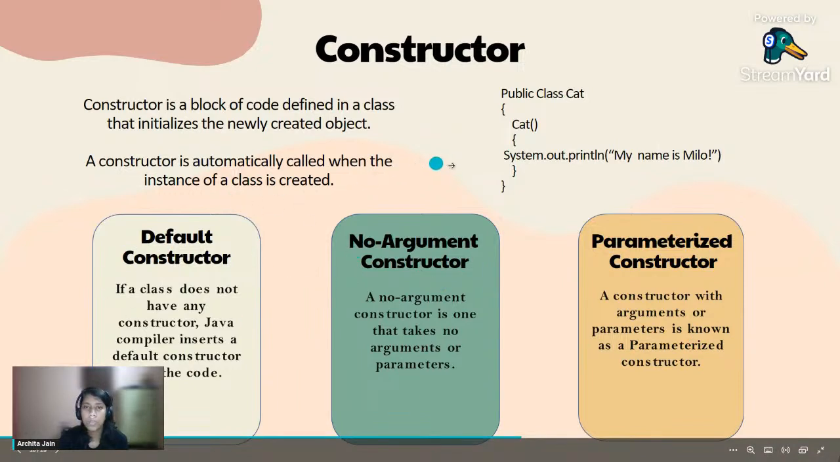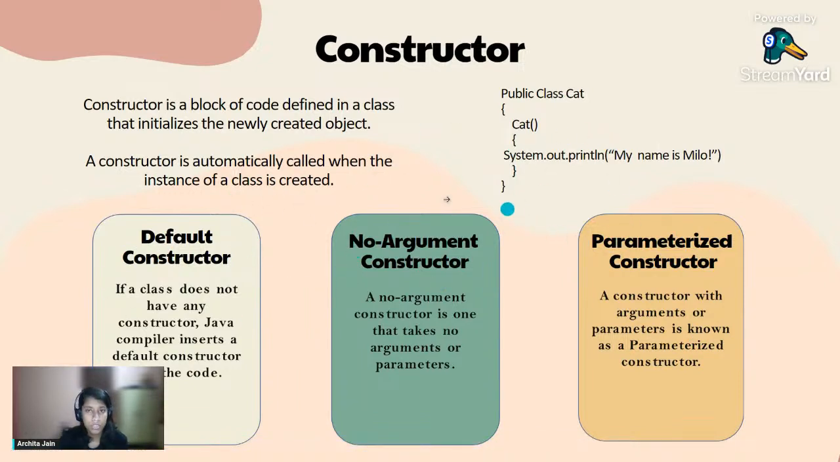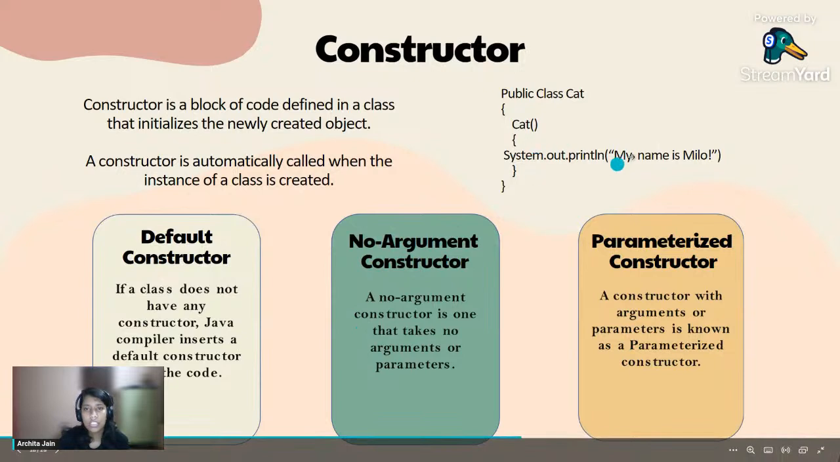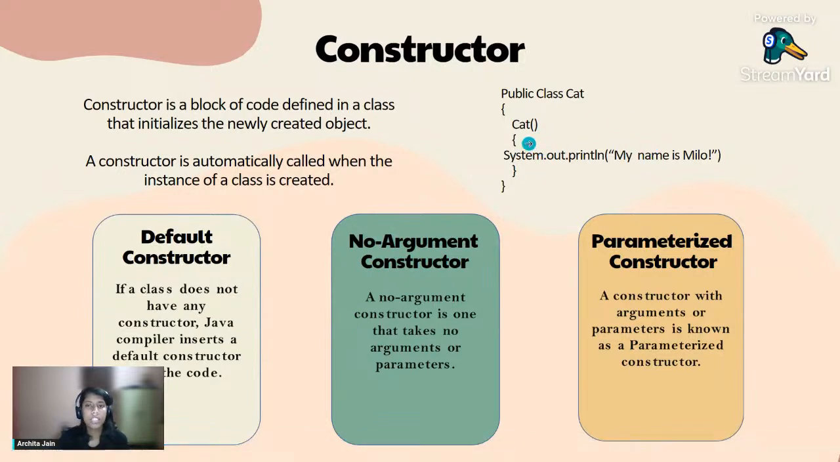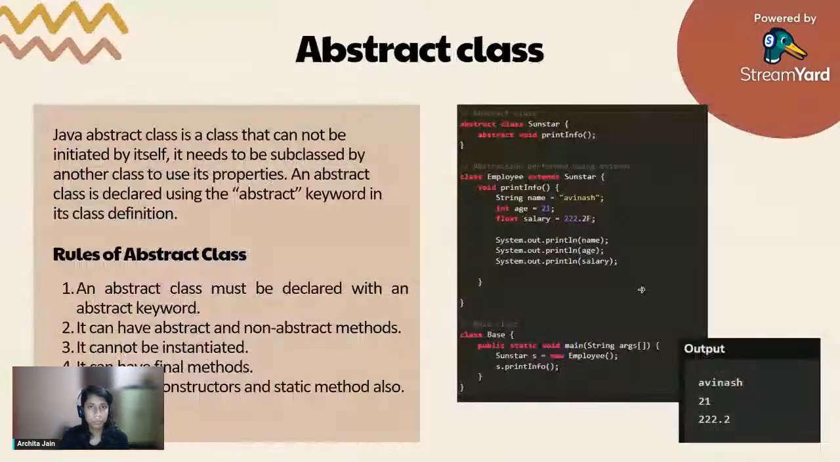There are three types of constructor. The default constructor is the one in which we give default values, like int n is equal to 10 or any other default values. Then there is the no-argument constructor. This is an example of a no-argument constructor, in which in the parentheses I'm not giving any value. And parameterized constructors are the ones where in the brackets I'm giving arguments. Then it is an example of a parameterized constructor.